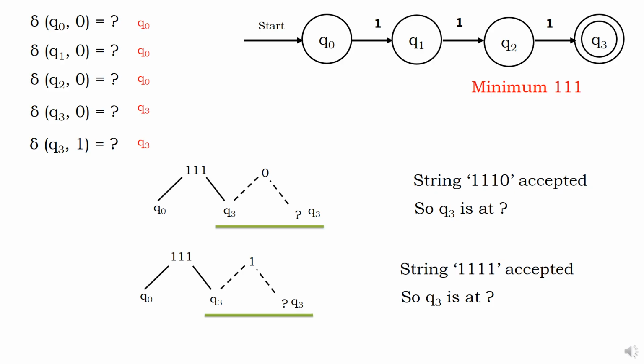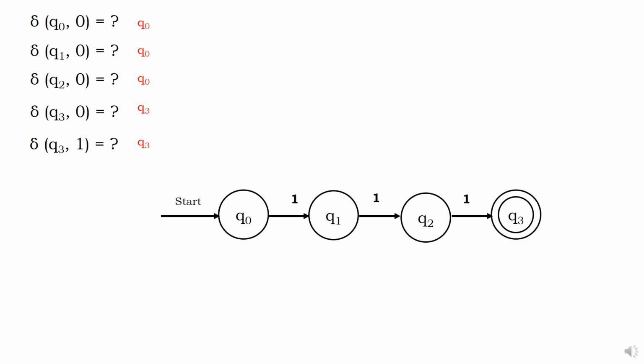With this, we can continue the diagram. Q0, 0 will be Q0. Q1, 0 will be Q0. Q2, 0 will be Q0 only. Q3, 0 will be Q3, self loop. 1 also Q3. Okay, this is the story behind our work.